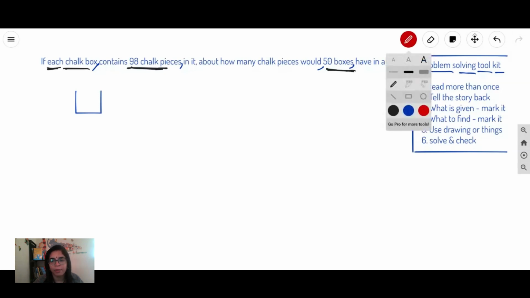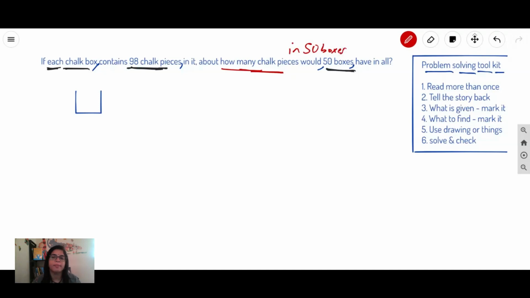Now let's take a red pen. Next, go to the next step. What to find? How many chalk pieces in 50 boxes? That's what we have to find. That's red color, right? It's red color. And what is given is in black color.